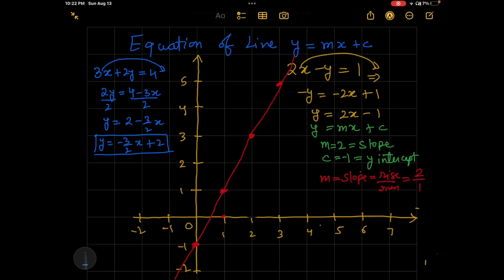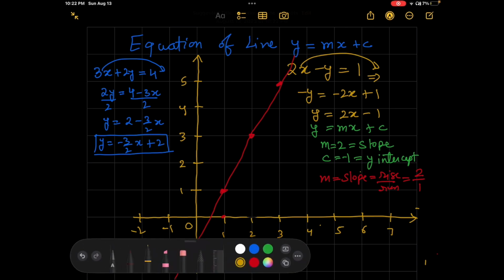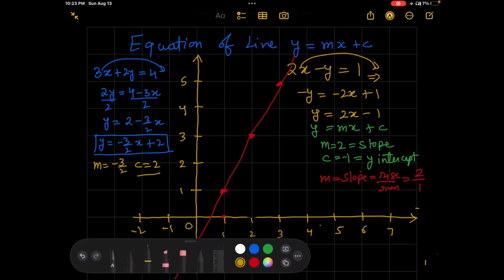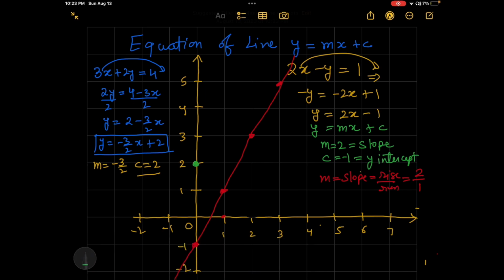From this, by comparison, we read the slope and the y-intercept. The slope is equal to minus 3 by 2, and the y-intercept is 2. Now, a negative number for the slope means that the line points downwards. It points below the horizontal. So we will plot this one here. First, we should note that c is equal to 2. So let's mark this here. On the y-axis, we have to find where 2 is, and we mark that.